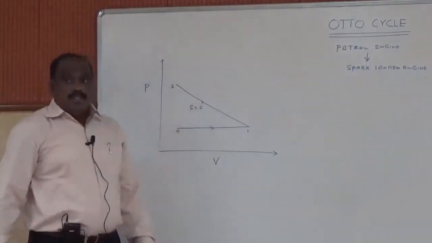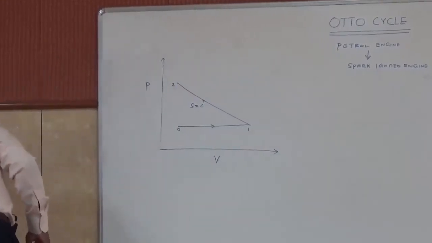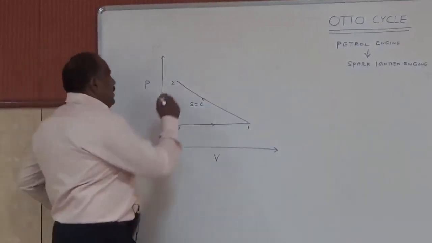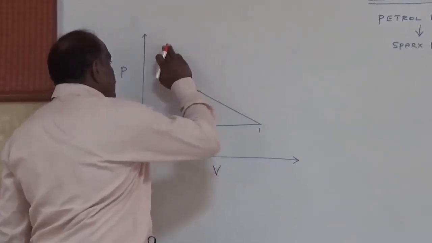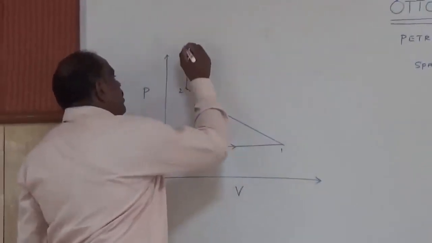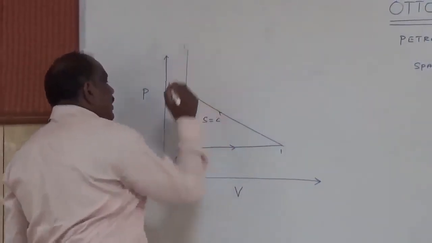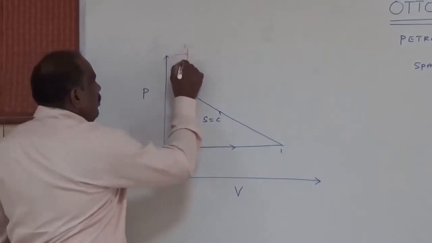and hence I can indicate that the entropy remains constant. And the process 2 to 3 is nothing but the heat addition, which takes place at constant volume. So this line should be a straight, vertical line. So this process 2 to 3 is nothing but the heat addition, which is taking place at constant volume.